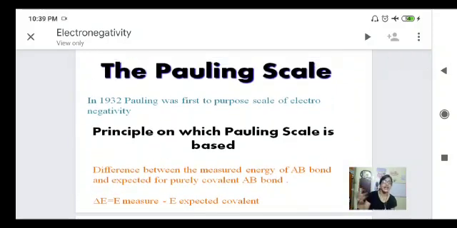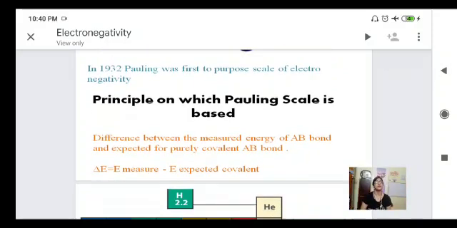Now, the scale by which electronegativity is measured. Generally, it is known by everybody that the Pauling scale is the measurement of electronegativity. In 1932, Pauling was the first to propose a scale of electronegativity. The principle on which the Pauling scale is based is the difference between the measured energy of AB and the expected energy of AB when they form a purely covalent, non-polar covalent bond. I mean to say, this is how the Pauling scale measures the electronegativity.